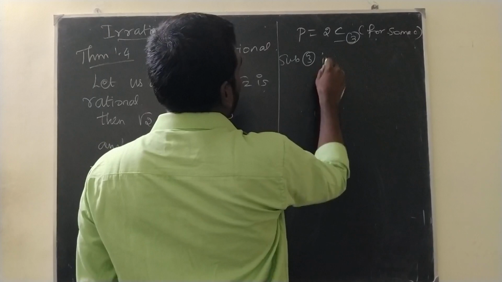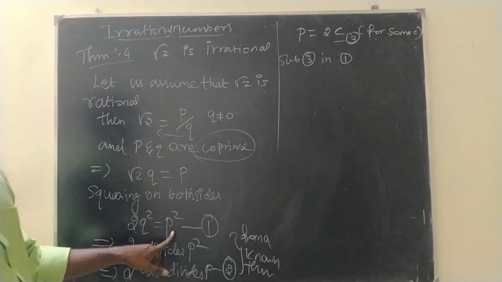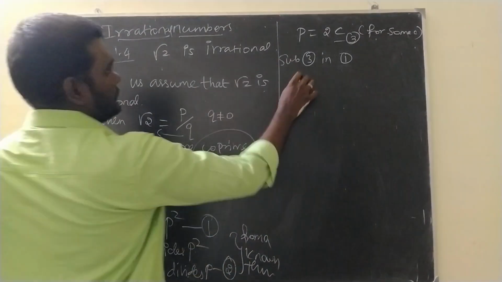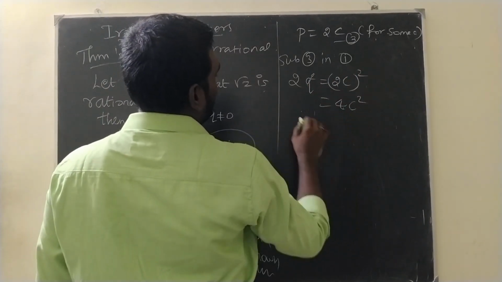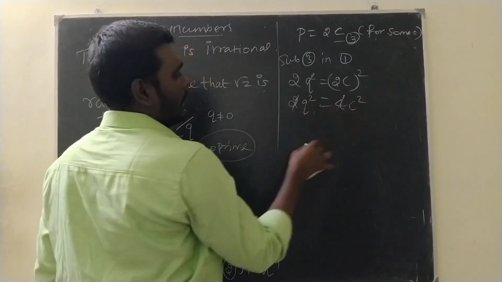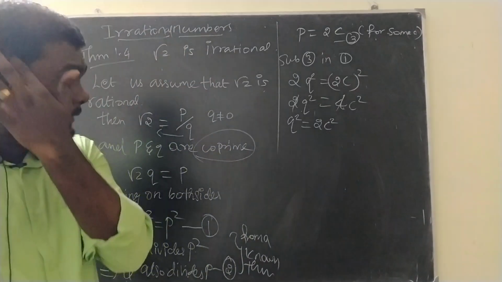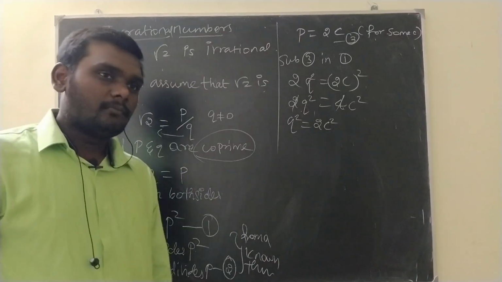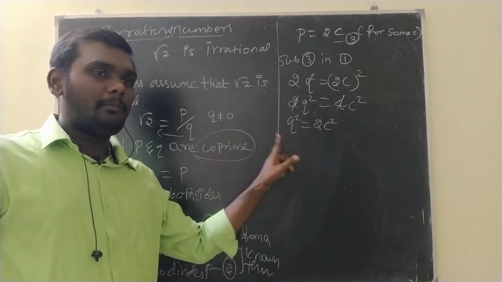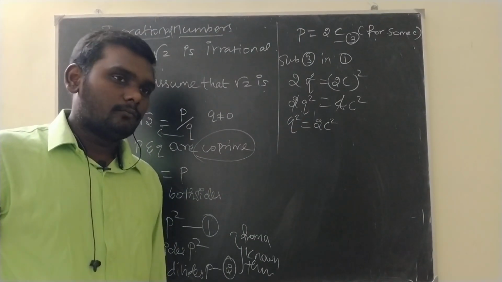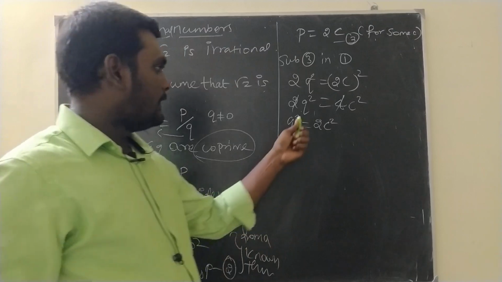Substitute this 3 in 1. Then what will you get in place of P? You are substituting 2C square. That makes 4C square equal to 2Q square. These two can be simplified, and we can write Q square is 2C square. Now you may get confused: should you choose Q or P? Which is a multiple, you see? Either C is a multiple of something of Q, or Q is a multiple of something of C. No. Q is a multiple of 2. This Q square is there, right?